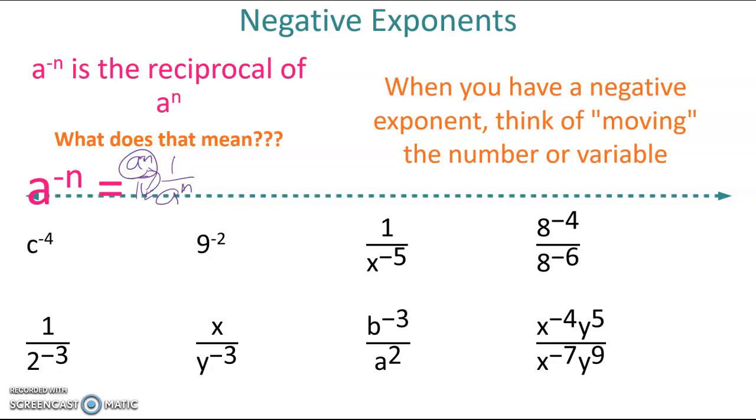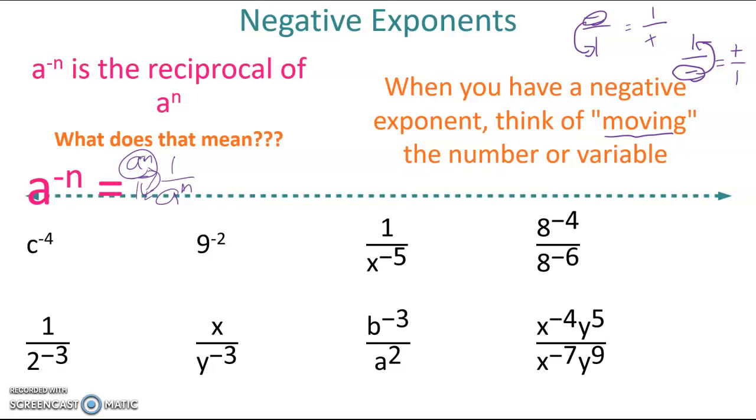This is how I like to think about it. If you have a negative exponent up here, you move it down to the bottom, and you finally get the positive exponent. Similarly, if you have a negative exponent on the bottom, you move it to the top and get a positive exponent on top. So you take negative exponents and move them to the bottom of the fraction, or if they're on the bottom, you move them to the top.